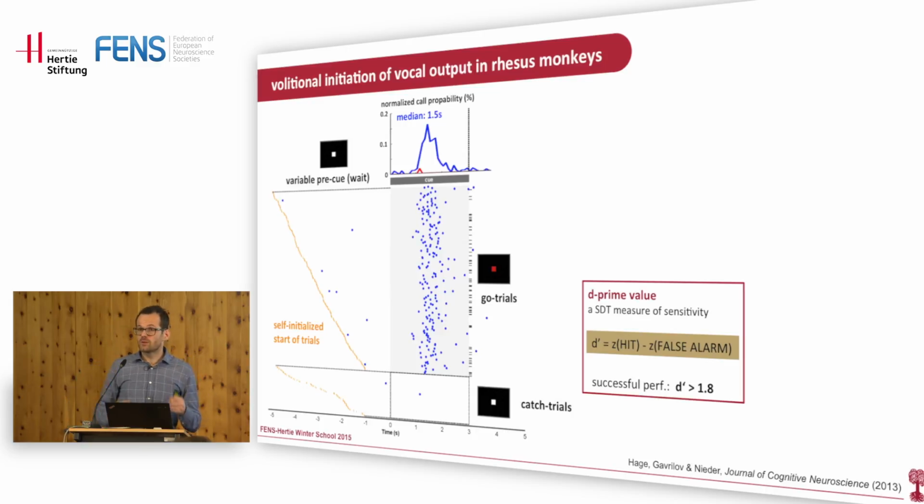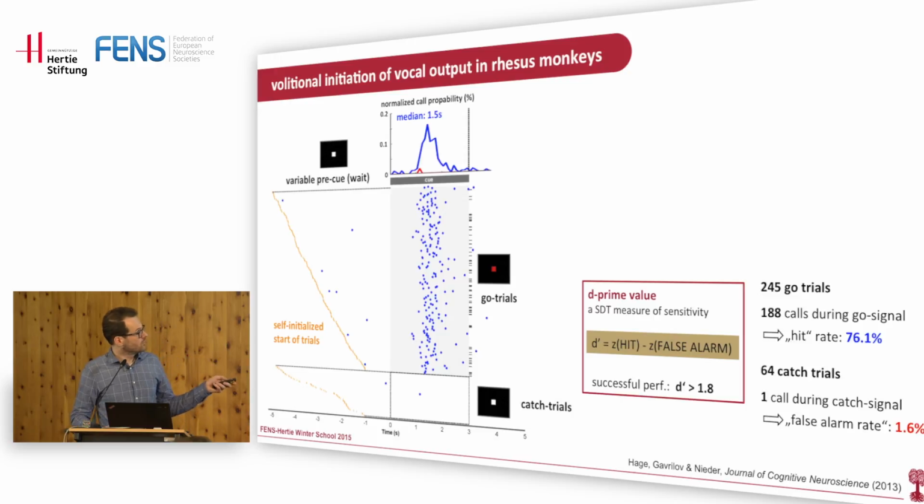The successful performance is defined by a threshold of 1.8. So all sessions where we have a d prime higher than 1.8 indicate that this is a significant or successful session where the monkey was able to detect the signal, right? And so for this case, we had 245 go trials.